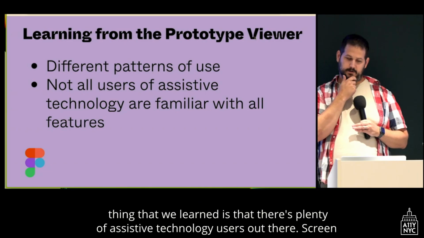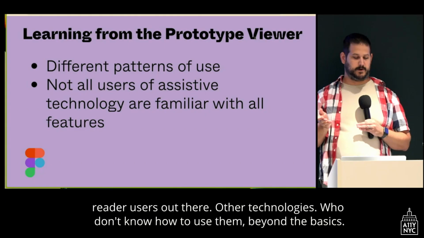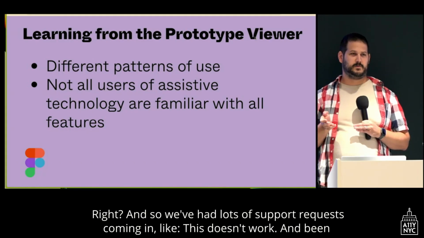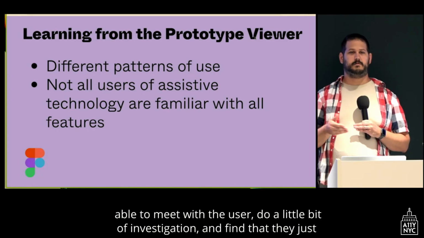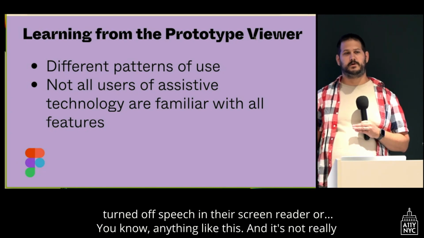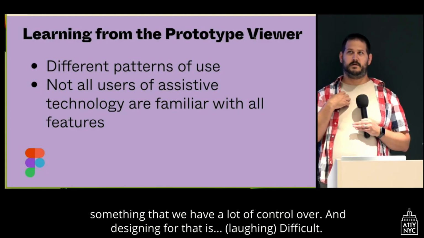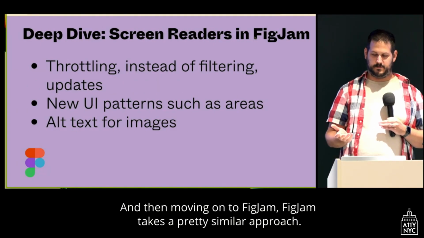And then another thing that we learned is that there's plenty of assistive technology users out there, screen reader users, other technologies, who don't know how to use them beyond the basics, right? And so we've had lots of support requests coming in like, this doesn't work, and been able to meet with the user, do a little bit of investigation, and find that they just turned off speech in their screen reader, or anything like this. And it's not really something that we have a lot of control over, and designing for that is difficult. And then moving on to FigJam.